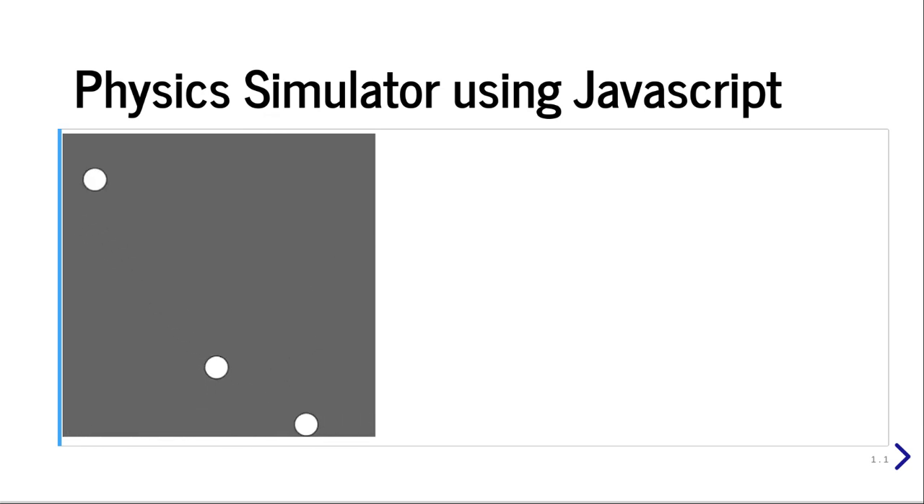In this video, I'm going to show you how to make a simple physics simulator using JavaScript code. As shown on the screen, we have 3 balls that move under gravity and they also collide with each other. Looks pretty nice, right? Okay, let me show you how to make it.